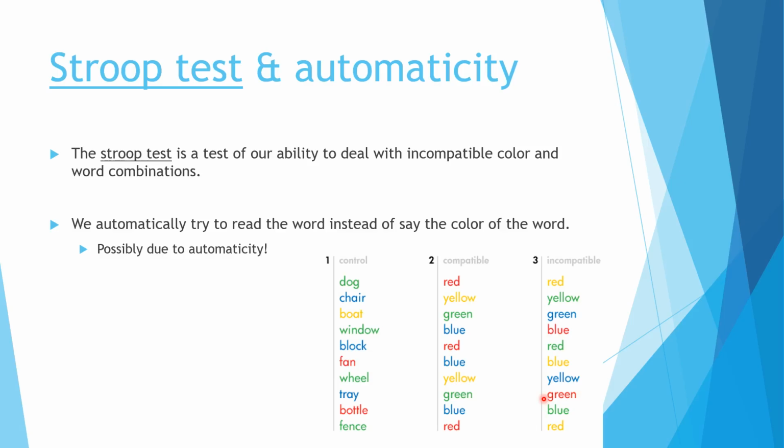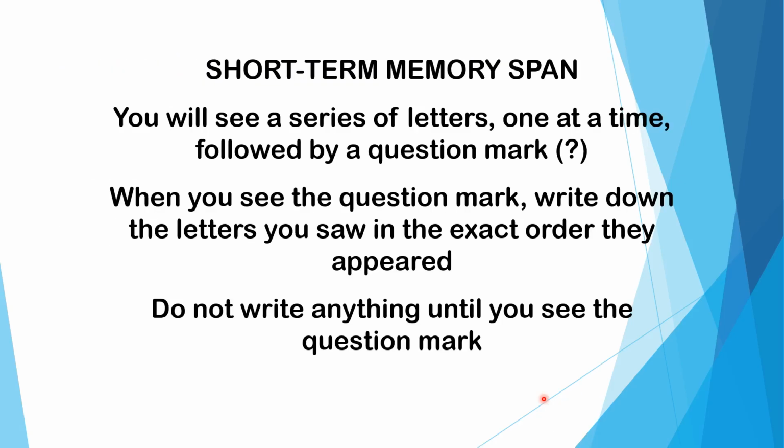This is a test called the Stroop test, which deals with our ability to work with incompatible color and word combinations. And one of the reasons it's hard is because it forces you to work against your automaticity. So automaticity is not always a good thing. Okay, so next up, we're going to try another experiment.